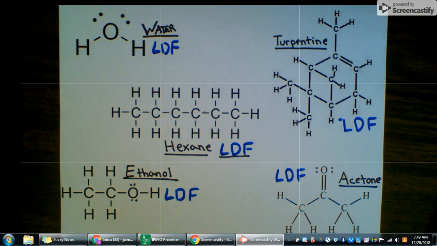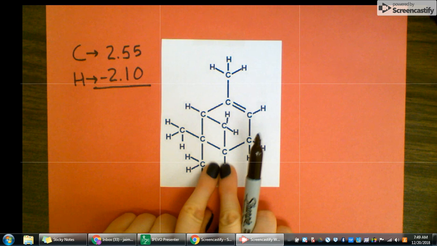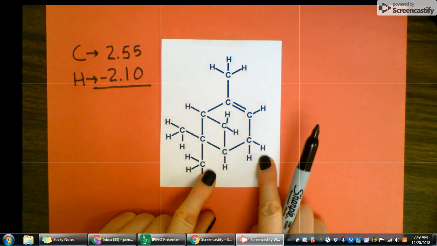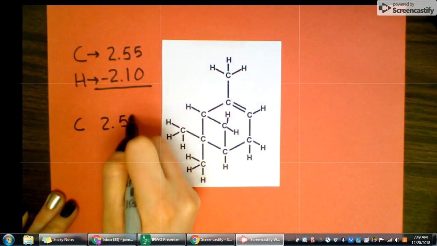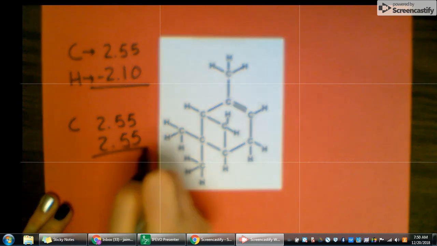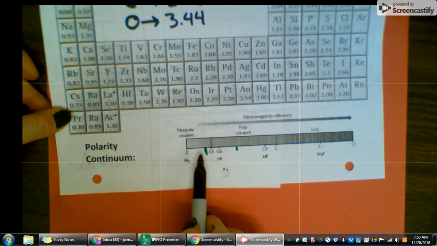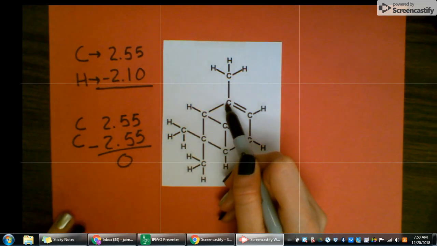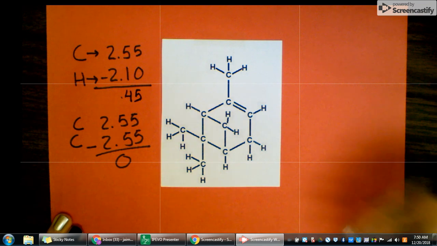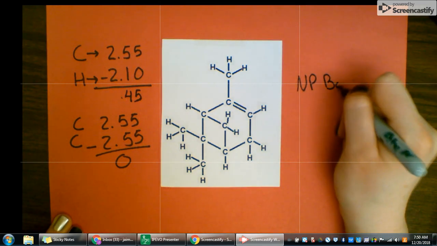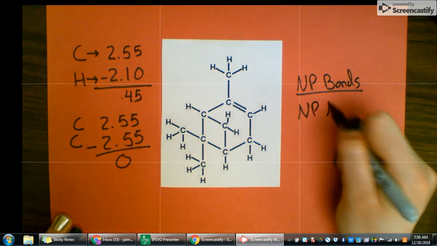Now we're going to go on to what I think is the second easiest, and that's turpentine. Turpentine, if we look at this, it's made up of all carbon and hydrogen bonds. There's also carbon-carbon bonds, but we know that carbon minus carbon on the electronegativity scale is going to give us 0, right? And that 0 puts us at a nonpolar covalent bond. So carbon to carbon is nonpolar covalent. We also have carbon to hydrogen. We know that that is also nonpolar covalent. So all of these are nonpolar bonds, which means that this is a nonpolar molecule.